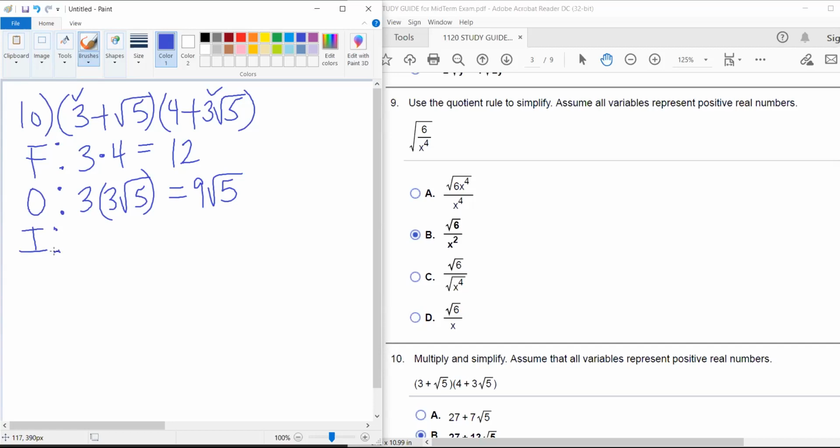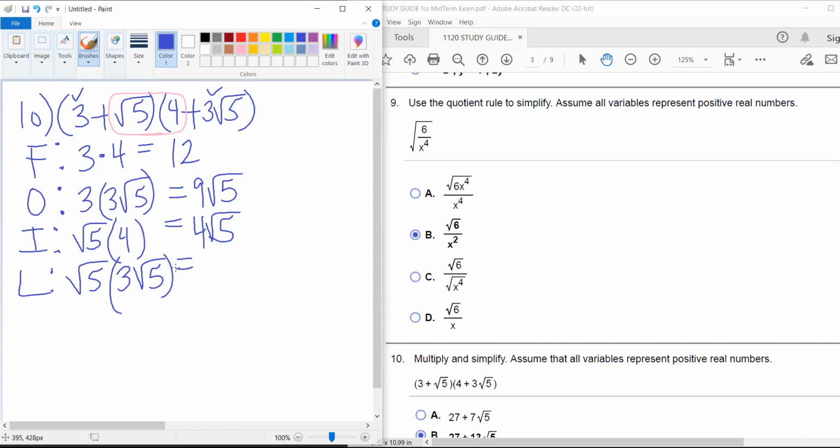The I represents your inner terms, and those are the terms that are stuck in the middle of the problem. So that would be 4, or I'm sorry, square root of 5 and 4. And that's just 4 square root of 5. And then the last terms are just that, the last term in each pair of parentheses. So square root of 5 and 3 square root of 5.